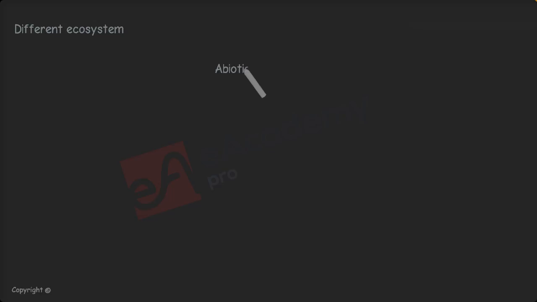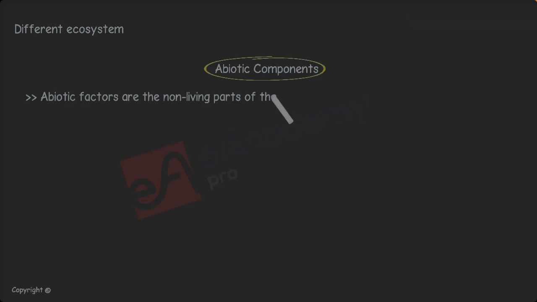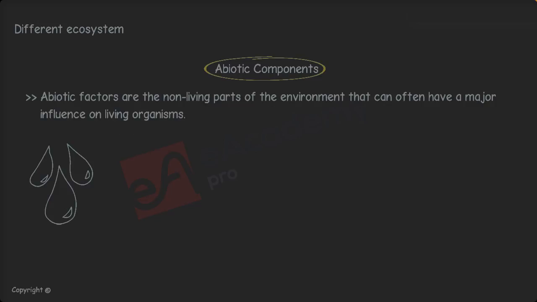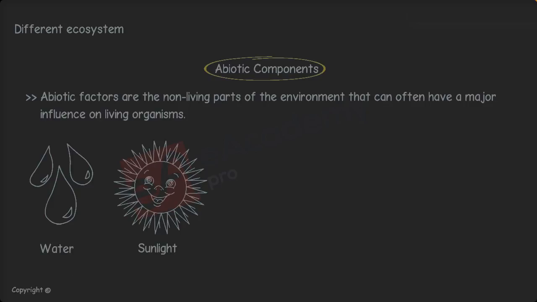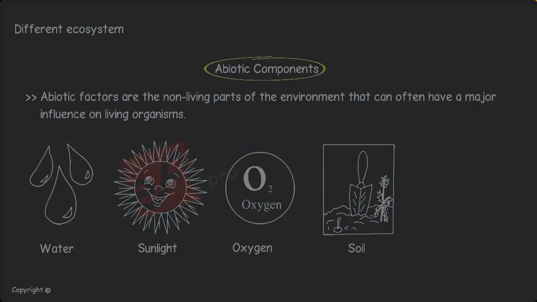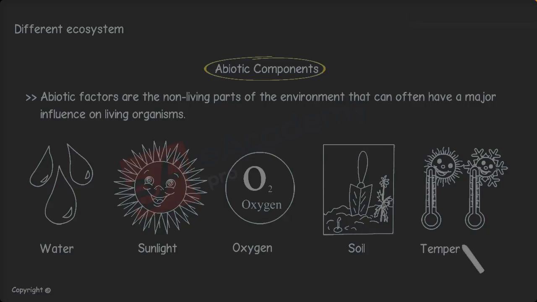Now, let us take a look at what biotic and abiotic components mean. Abiotic factors are the non-living parts of the environment that can often have a major influence on living organisms. Abiotic factors include water, sunlight, oxygen, soil, and temperature.